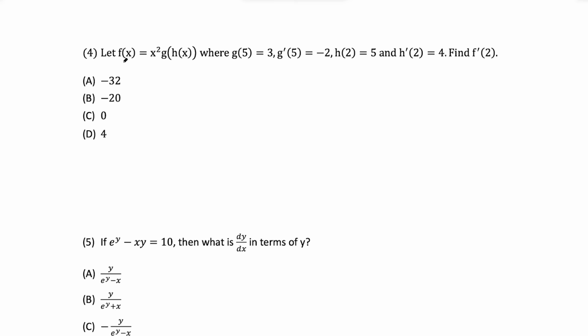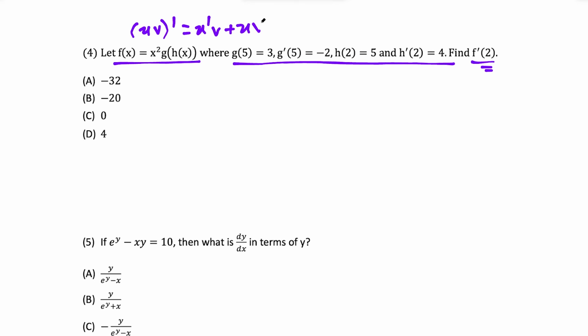Question 4, we have this equation for f of x, and we're given some function values over here and some derivative values, and we want to find f prime of 2. So for f prime of 2, we have to take the derivative of f of x, and notice this time around we have a product. So we're going to use the product rule. And the product rule, we have u v prime is equal to u prime v plus u v prime.